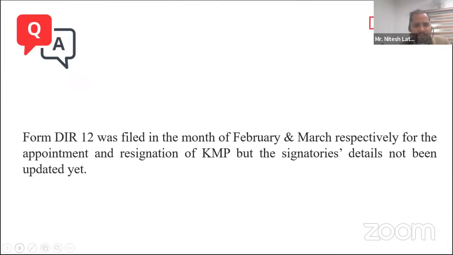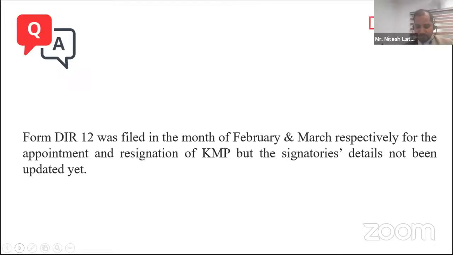So this is regarding the DIR12. One DIR12 form was filed in the month of February, March for the appointment resignation of the KMP, but the signatory details on the MCA portal have not been updated. So a pending master data updation for DIR12 was done last week in bulk. Many issues were sorted out. I hope there should not be any backlog on this. If the SRN can be provided, we can assist on this.